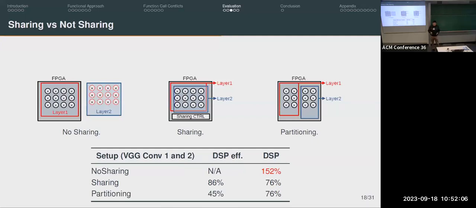So here we reserve half of the resources for one layer and another half for the second one. But the problem is that if we have an input image and feed it into this accelerator, the first layer will process the image, and the second layer will have to wait for the first layer. So you can see it's also not quite efficient for this use case. That's the reason we are focusing on sharing for now.